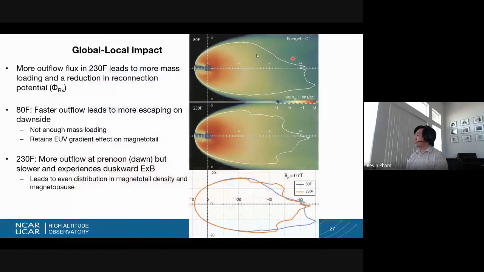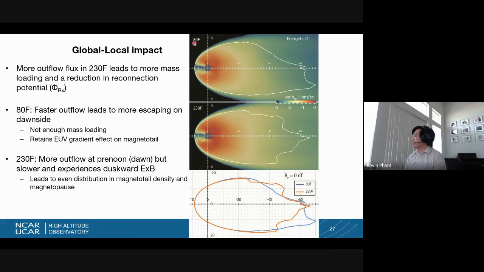So this is the equatorial plane. So this is X in the left and right, and then Y is the up and down. So you can see that the density, which is the color map in the background here, there is some asymmetry in the density, with slightly more density in the dusk side, which is the bottom side here, as opposed to the dawn side, which is the top side. And that causes this white contour, which is a BZ equals 0 contour, that separates the magnetosphere from the magnetosheath and then the solar wind. So you can think of the white contour as the shape of the magnetosphere.